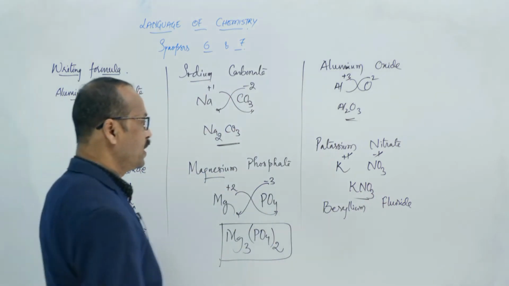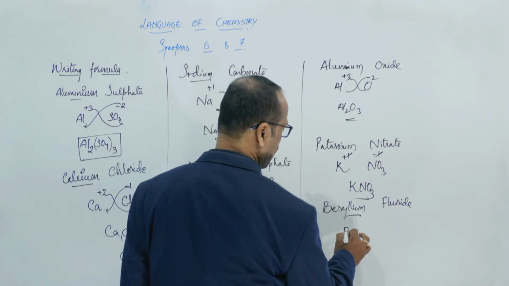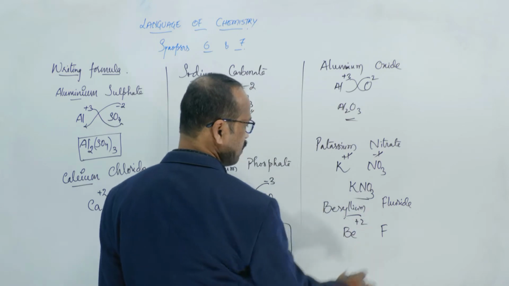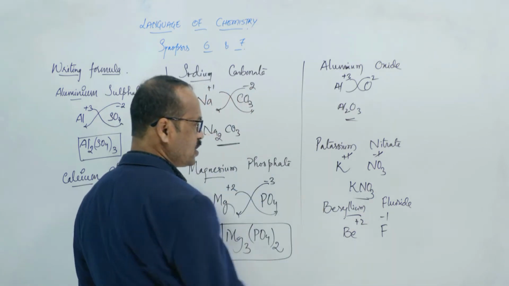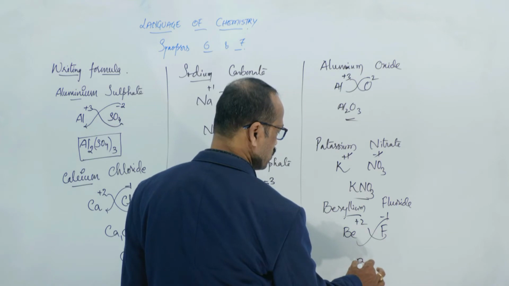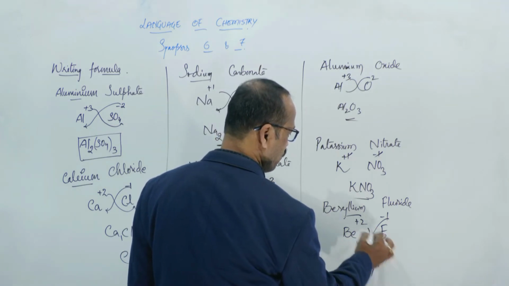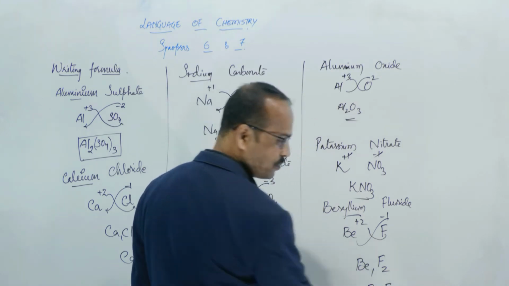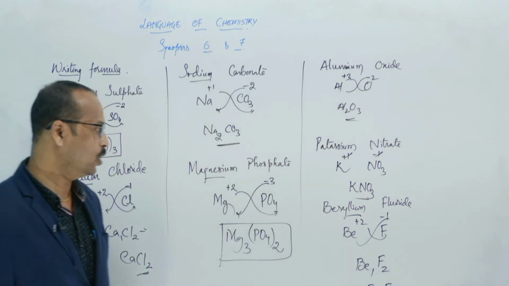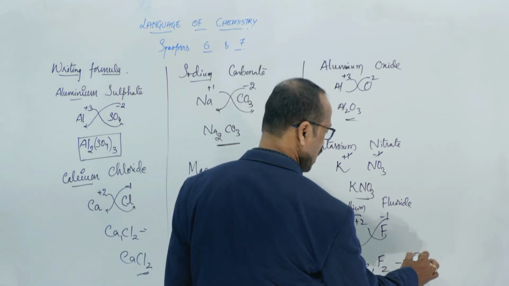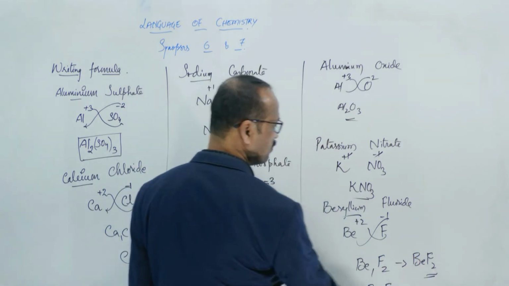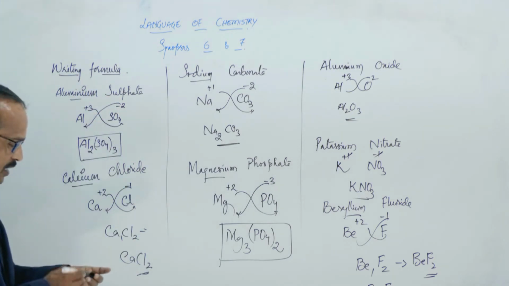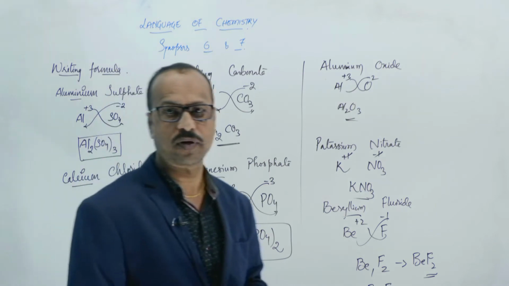Clear? Beryllium fluoride. Beryllium is Be, and fluoride means fluorine. Beryllium valency +2, fluorine valency -1. Crisscross. So Be1, F2. You need not write 1. So BeF2. That's all. BeF2, beryllium fluoride. Clear?